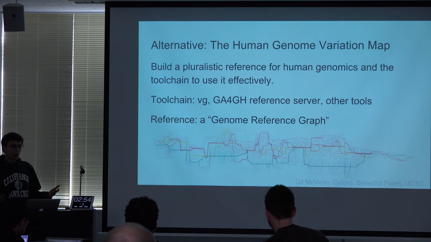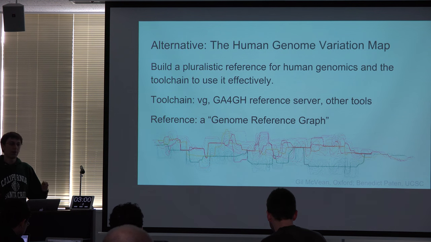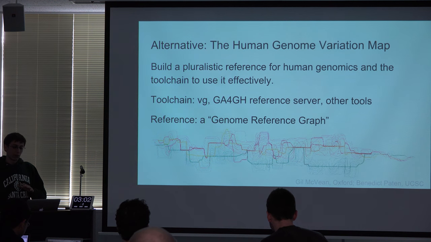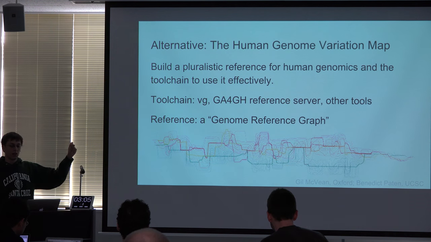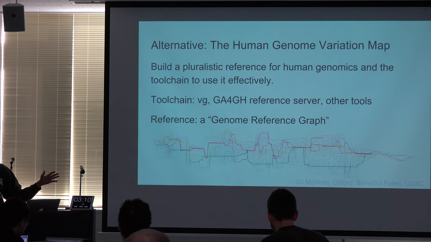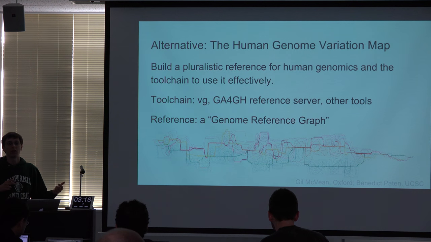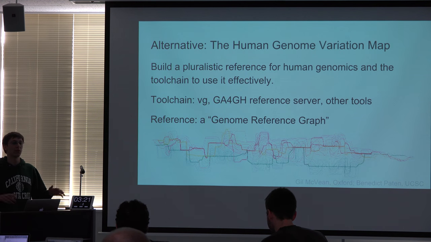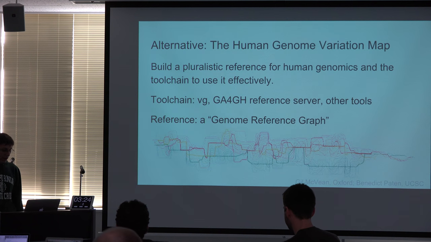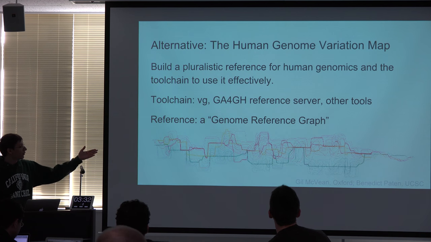So the alternative that we're moving towards is this idea of what we call the Human Genome Variation Map. We're going to replace the linear reference with an official reference graph that covers all the material that's out there in the human population. In order to make this work, we need a tool chain that can actually map reads to this graph, call variants against this graph, and do genomics. We have to rewrite all the software that we had. And right now, we're working on top of VG for that, at least in our project. And here's a really great picture.